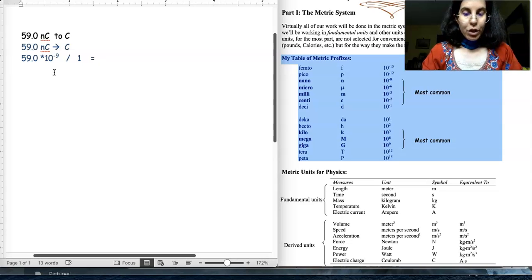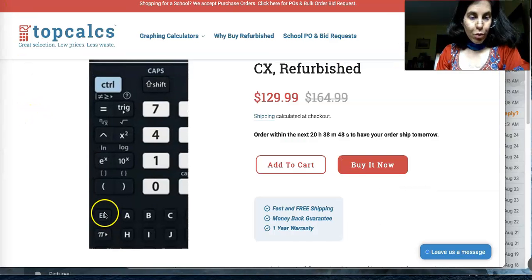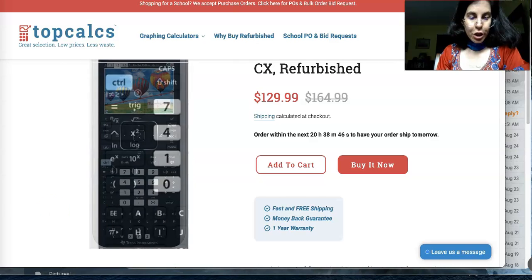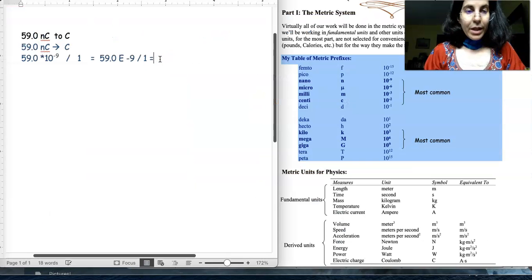If you want to use machine language so that your calculator gives you the right answer all of the time, use the EE, not the lowercase e, this key right here for scientific notation. And if you type this into the calculator, it will also give you the correct answer, which is 5.9.